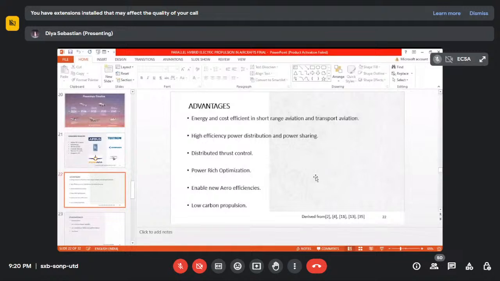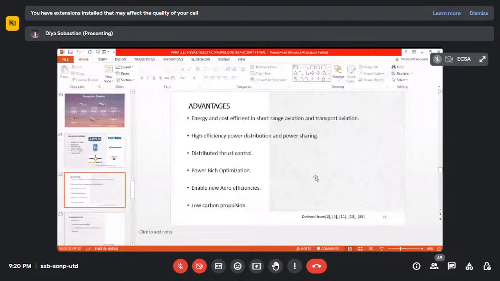Some of the advantages are energy and cost efficiency in short-range aviation and transport aviation. Then high-efficiency power distribution and power sharing, distributed thrust control, power-rich optimization, enabled new aero efficiencies, and low-carbon propulsion. And then the distributed thrust control.